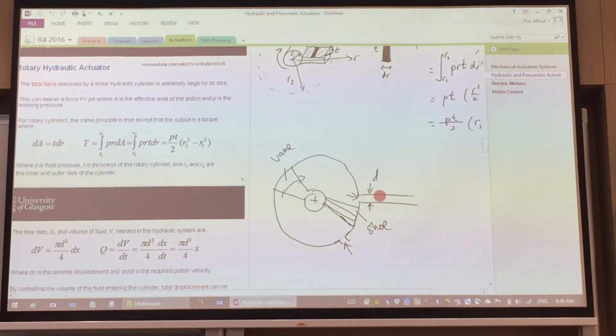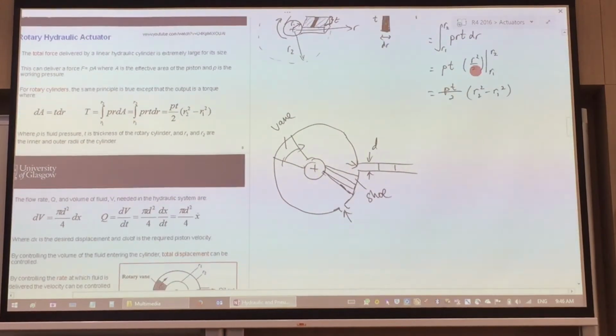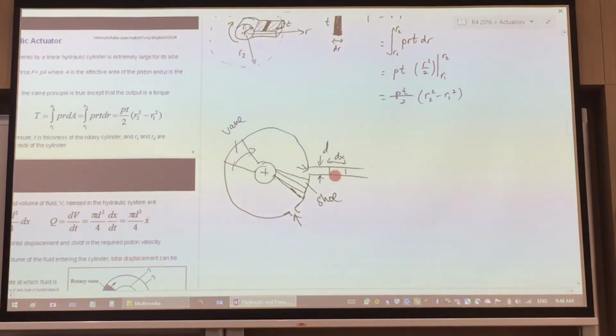So I'm going to take this cylindrical segment that I call a dx length. If I look at this, what is the volume of that? The volume would be pi d squared over 4, which is the cross-sectional surface area, multiplied by dx. That will give me the volume.